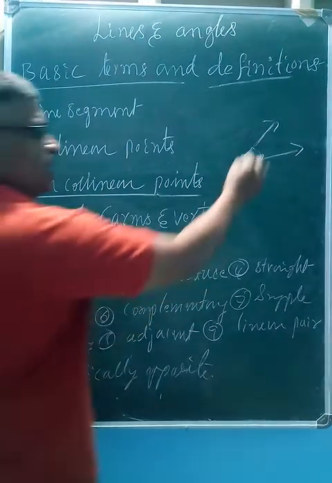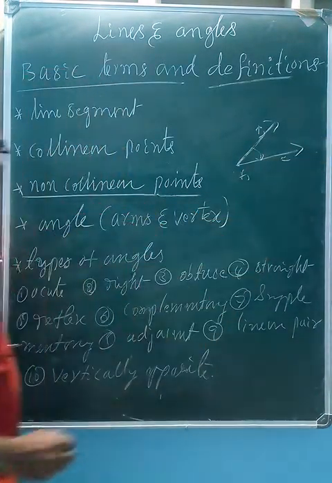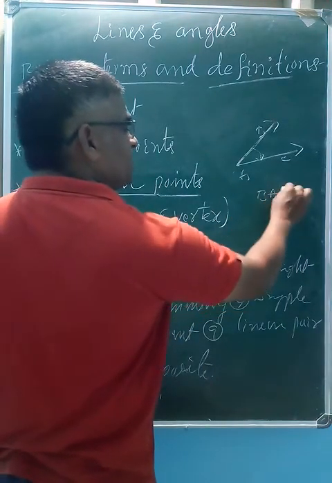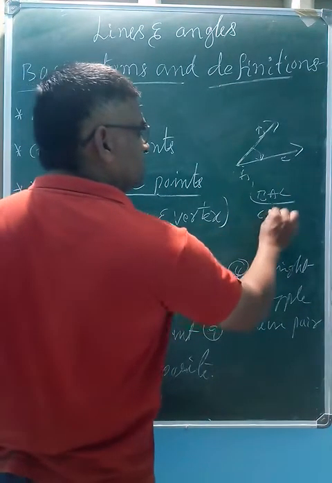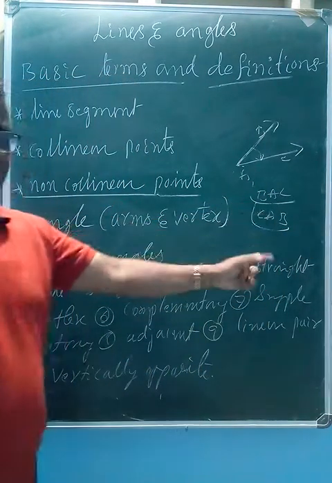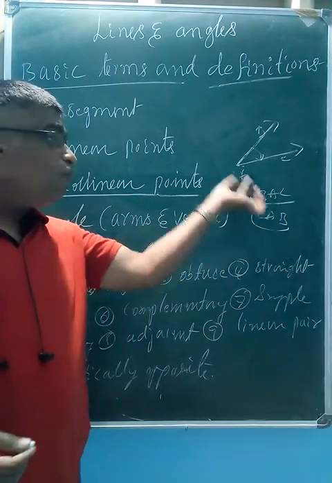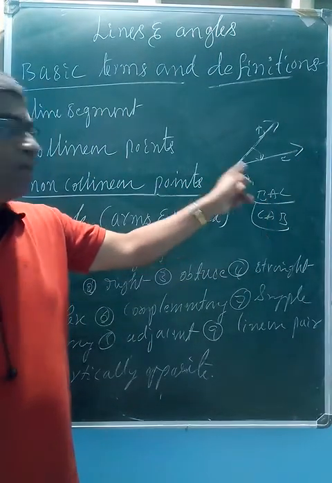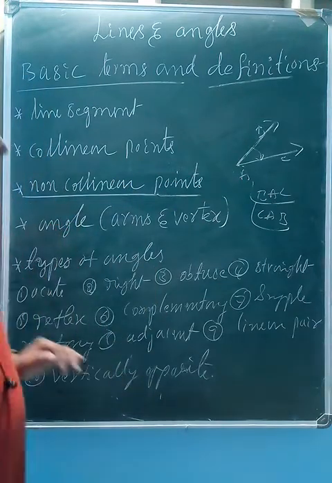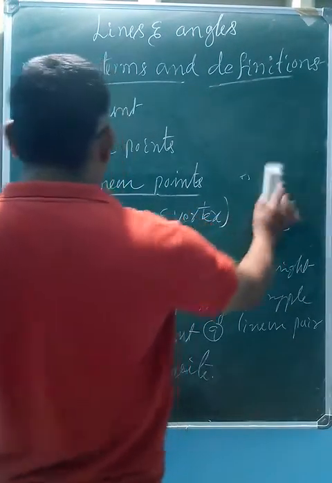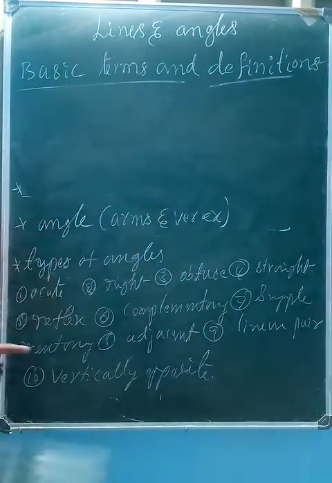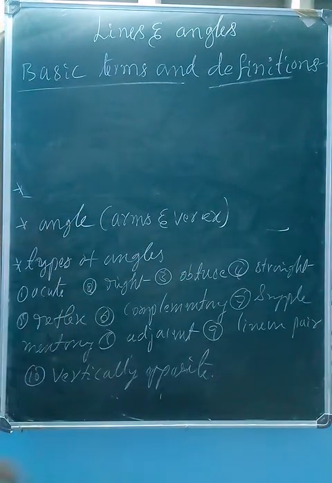To become an angle, there must be 3 vertices. We can write this as BAC or as CAB. In both ways you can write, but A has to come in the middle. Where the two rays start, that point has to come in the middle. So this is about the angle. You have to write the definition. See the video again and again, write the definition and draw the diagram. So this is the angle.